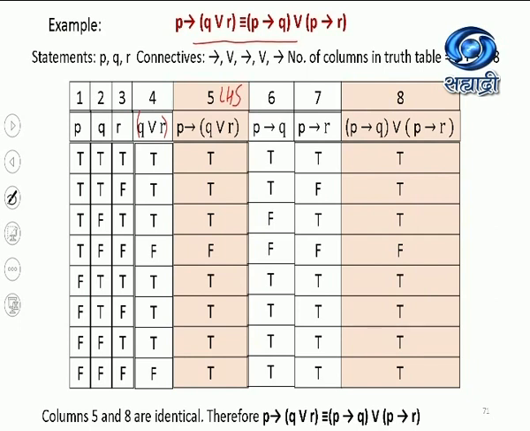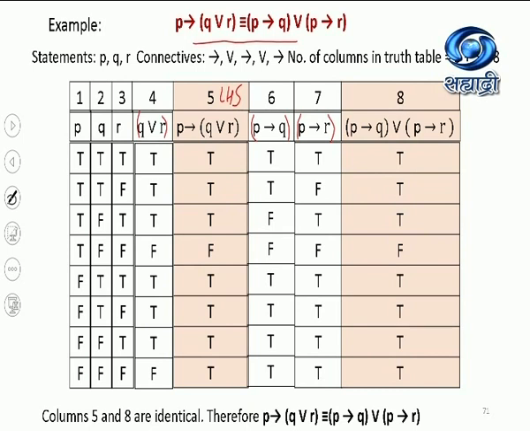Now go to the RHS statement pattern. There are 2 brackets. You can see P implies Q. The second bracket is P implies R. And the last column will go for P implies Q or P implies R.